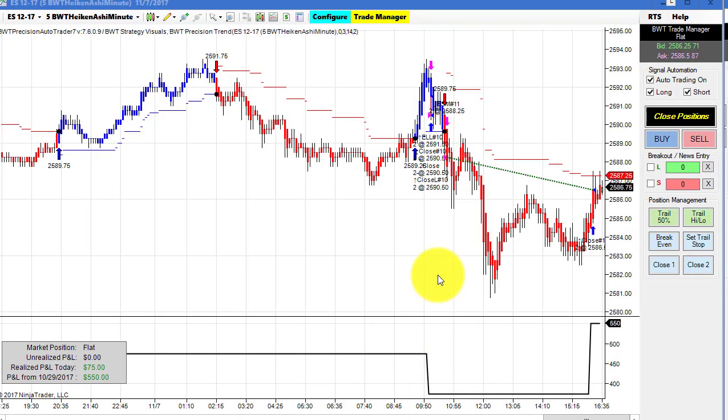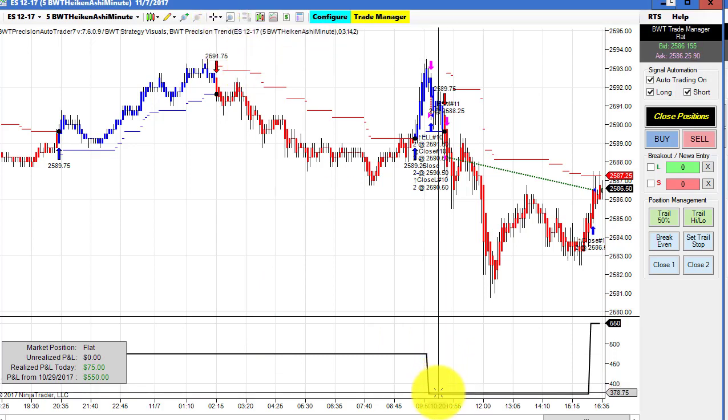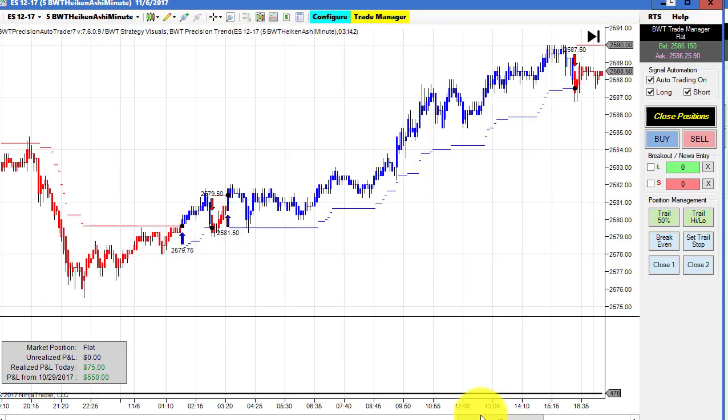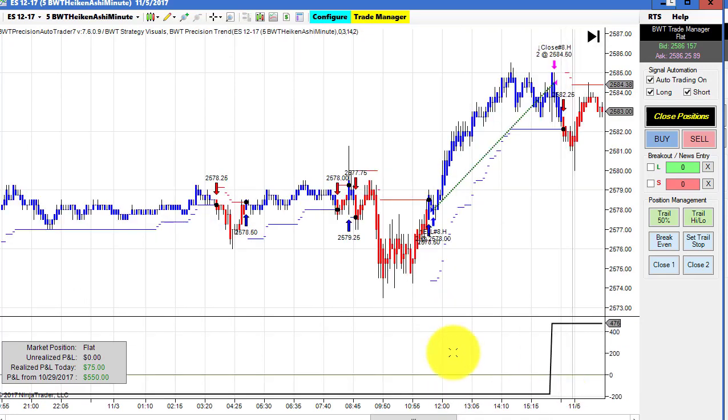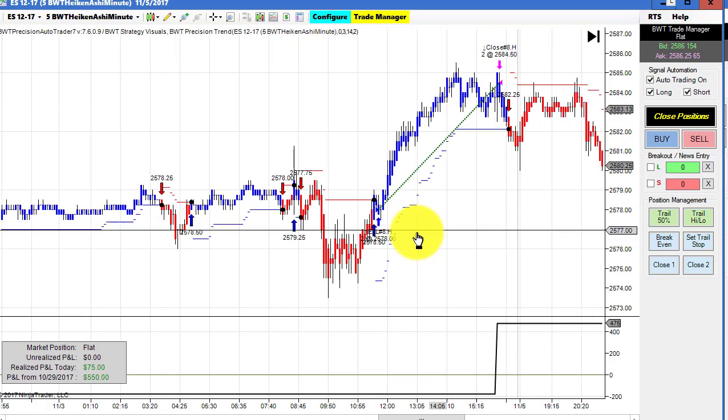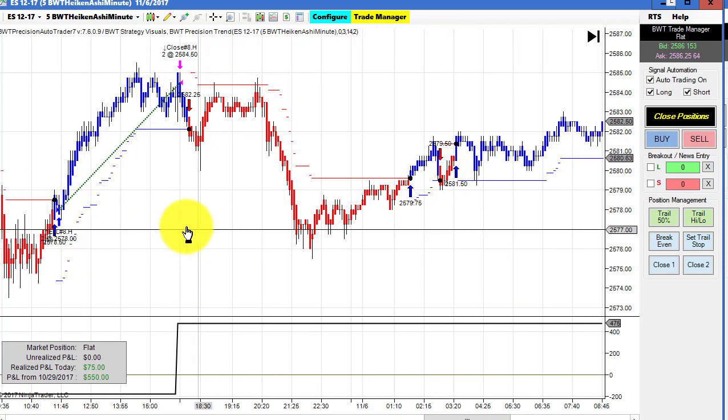Okay, here's another HeikenAshi chart on a 5-minute chart, and it had a losing trade to begin with, and it drew down approximately $400, and then actually it started off with a winning trade. No, that's the day before.